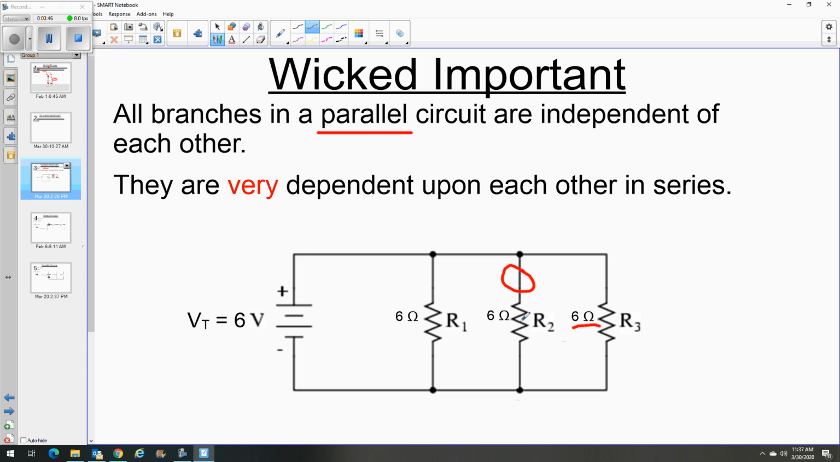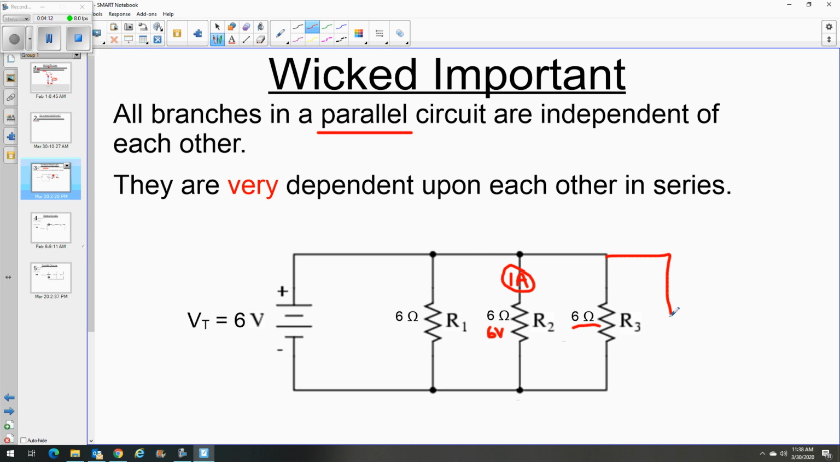So if we take a look at branch 2, we have a 6-ohm resistor, that's R2, and your rule for parallel circuits says that V2 must also be 6 volts because all of the V's are the same in a parallel circuit. So if we do Ohm's law, I2 will be V2 divided by R2. That tells us that we must have a current of 1 amp flowing down that middle branch.